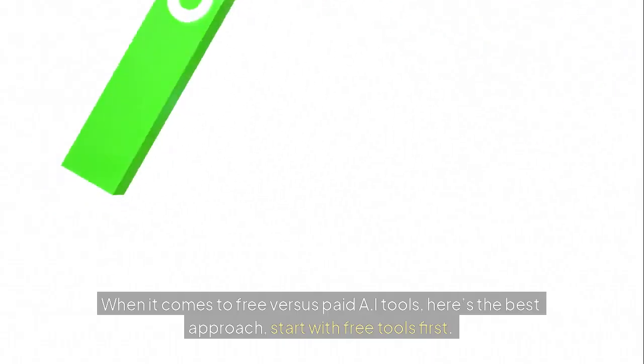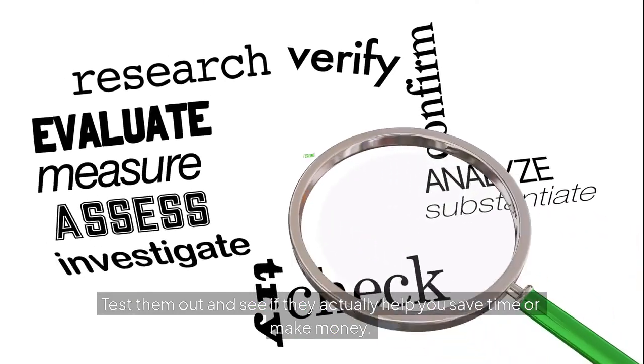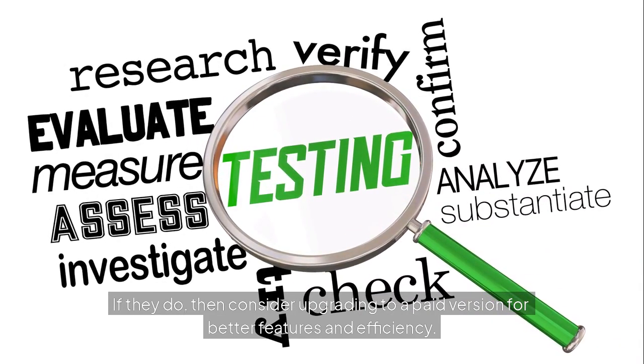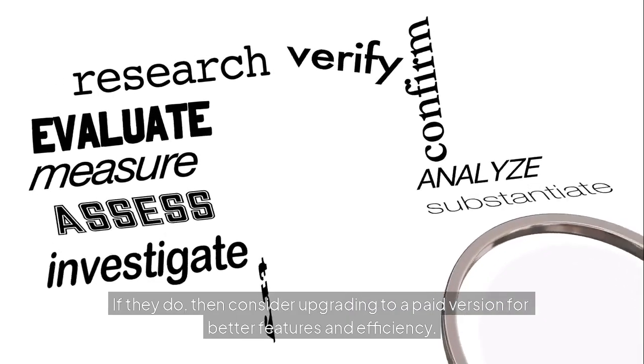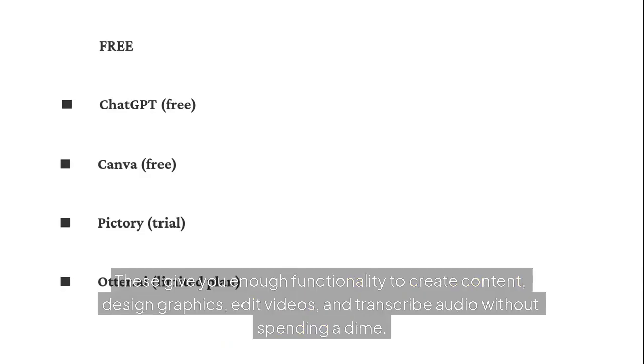When it comes to free versus paid AI tools, here's the best approach. Start with free tools first. Test them out and see if they actually help you save time or make money. If they do, then consider upgrading to a paid version for better features and efficiency. For free tools, ChatGPT (free), Canva (free), Pictory (trial), and Otter.ai (limited plan) are great starting points. These give you enough functionality to create content, design graphics, edit videos, and transcribe audio without spending a dime.